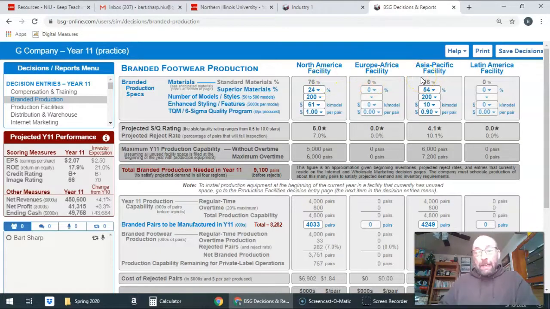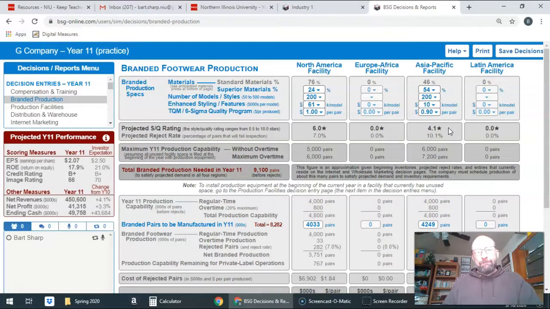You can theoretically make, let's say, 6-star shoes in North America and 2-star shoes in Asia. It's completely up to you, right? What I'm going to tell you is don't do that. You'll see later on that, even though it's permissible and there's nothing technically wrong with it, it's going to make your life really complicated in another part of the company. And it's likely to cause your costs to be much higher in another part of the company if you choose to make different SQs in the different factories.